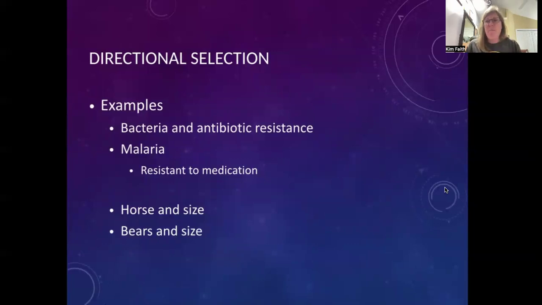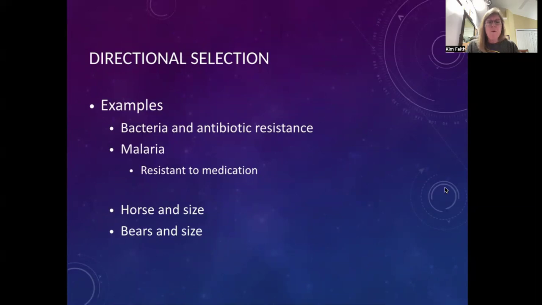Malaria, we're having the same problem now. We had this great medicine to help fight malaria. Well, it is a parasite. It is specifically a protozoan, and we treat people with that medicine, and then those few individuals that have that mutation that allows them to survive are going to repopulate the next generations, and eventually you're going to have a whole population that's resistant to malaria medications.